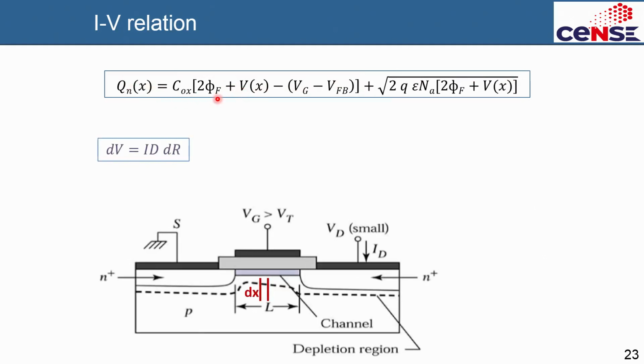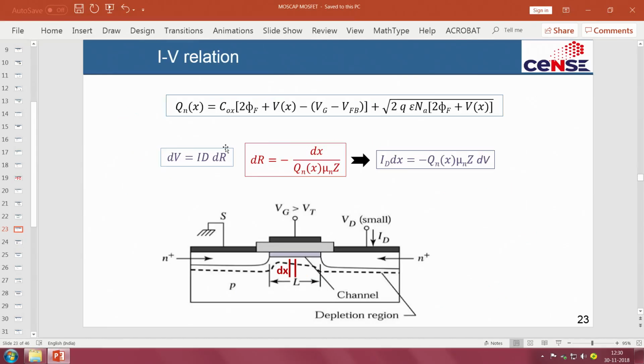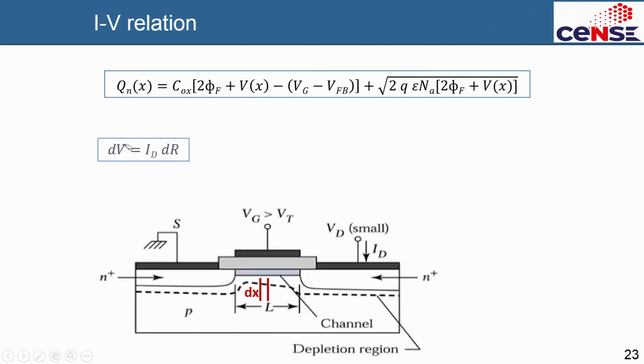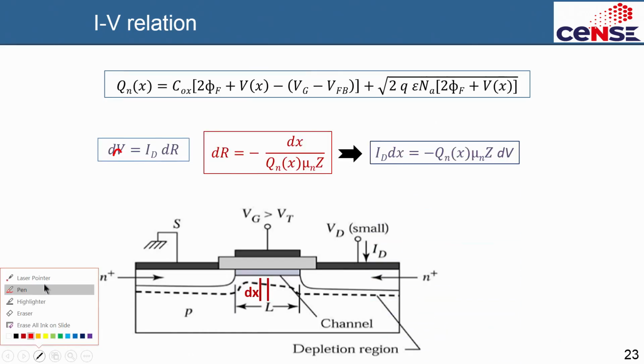Now to get your current-voltage relation, you take this expression into account, that the potential dropping across this differential small length dx is given by the current. This is not ID, this should have been I superscript d. So let me correct this again right here, so that you do not have this problem. So this looks like that. I will take the laser pointer here.